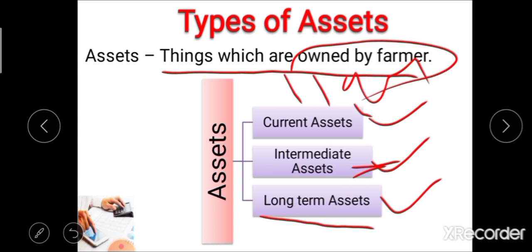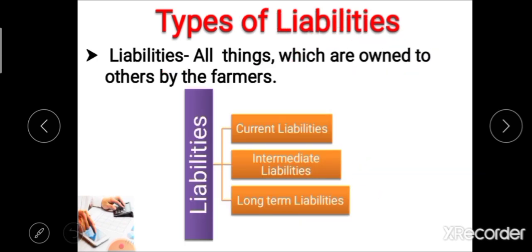These are the things which are owned by the farmer, known as assets. After assets, the second component is liability. Liabilities are all the things which are owed to others by the farmer. As with assets, there are also three types of liabilities: first, current liability; second, intermediate liability; and third, long-term liability. On the basis of the repayment period, liabilities are classified into three classes.